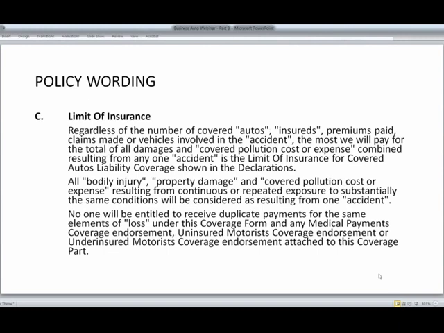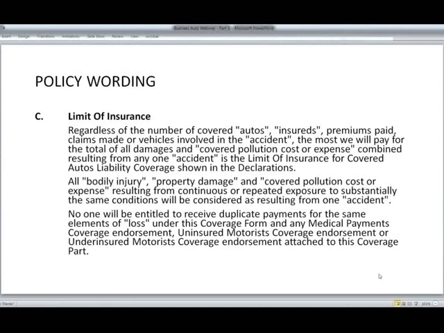No one will be entitled to receive duplicate payments for the same element of loss under this coverage form and any medical payments coverage endorsement, uninsured motorist coverage form, or underinsured motorist coverage form attached to this coverage policy. We'll talk about those coverages in the last 4 hours. But basically what this recognizes is two important parts. It could be very typical where you would have one insured having more than one auto involved in an accident.